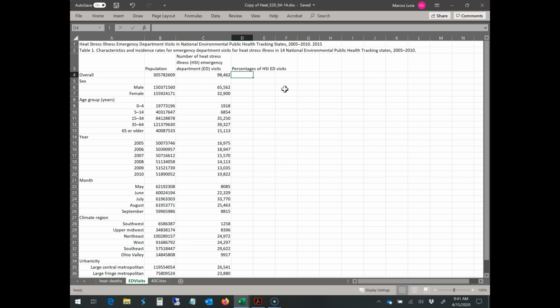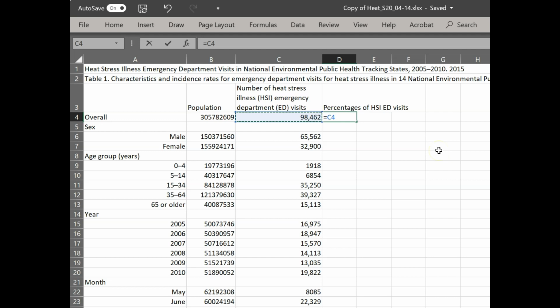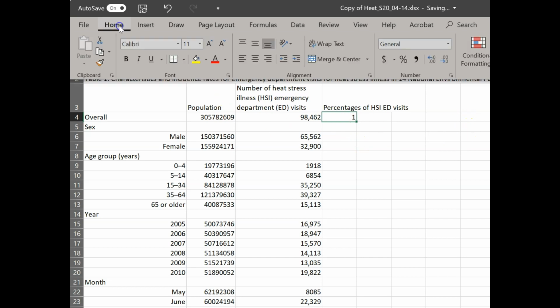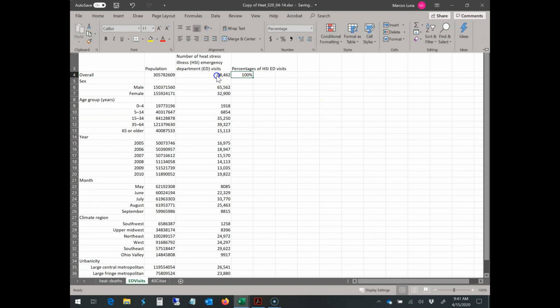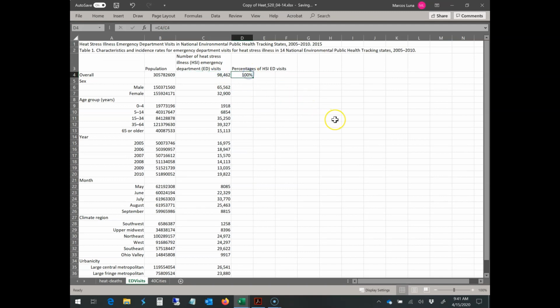So just to start off, to make it clean, we'll say, this is the emergency department visit numbers divided by the population of emergency department visits. So if we just divide by that, that's 1, which means 100%. That's not surprising. Let's turn that into a percentage though. So this number represents 100% of all of the emergency department visits in the population that we've got here.